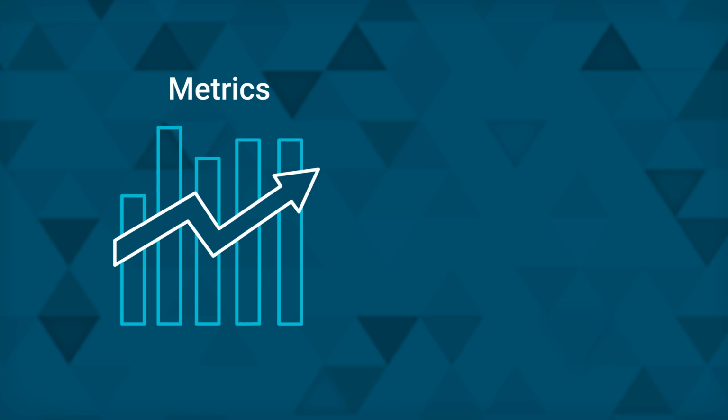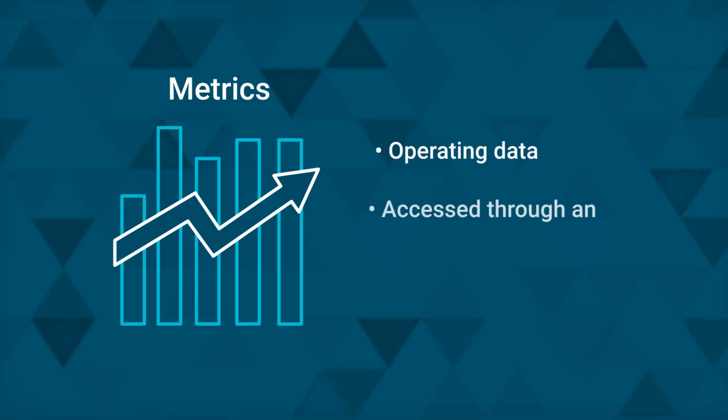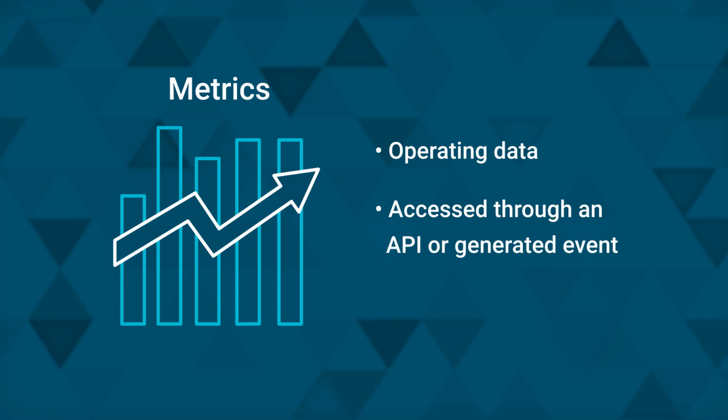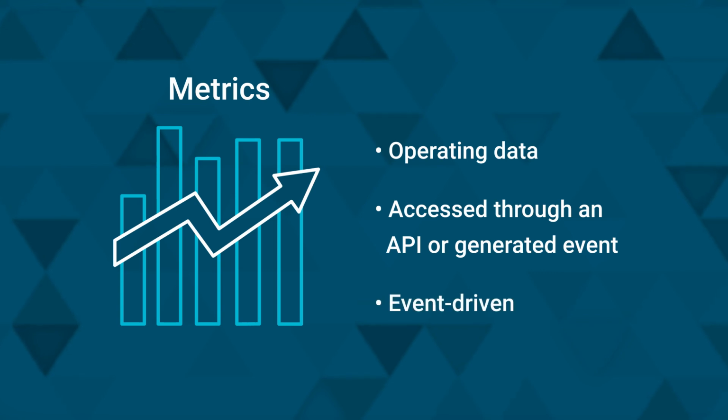Metrics, the second pillar, refers to real-time operating data that's usually accessed through an API using a pull or polling strategy, or it might be accessed as a generated event or telemetry, a push or notification, for example. Because metrics are event-driven, most fault management tasks are driven from metrics.